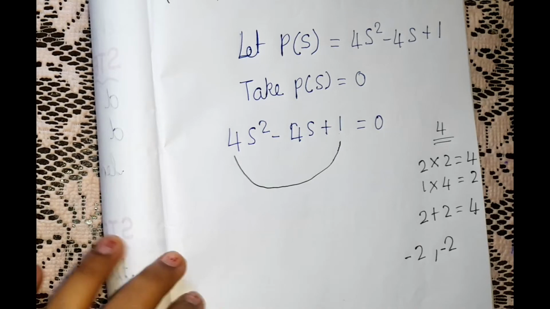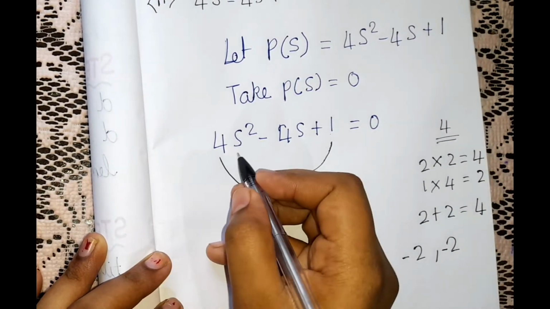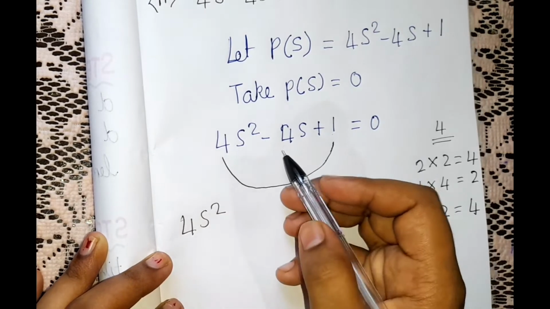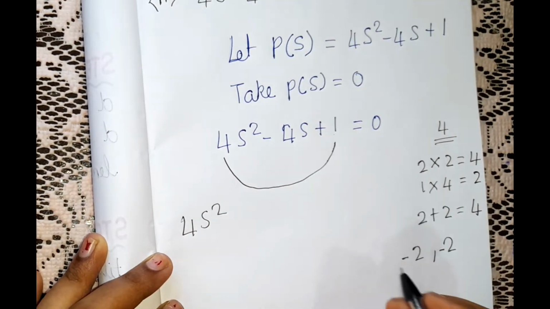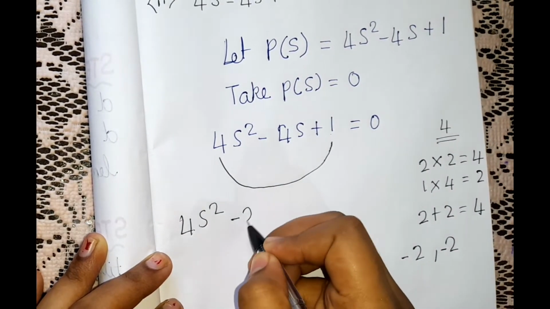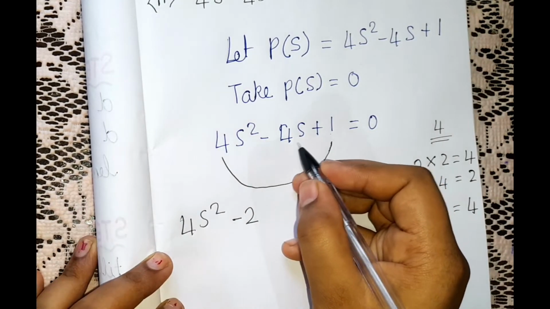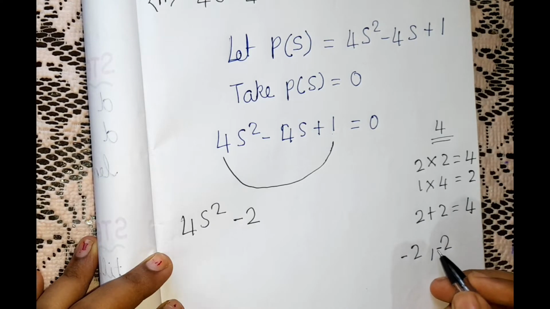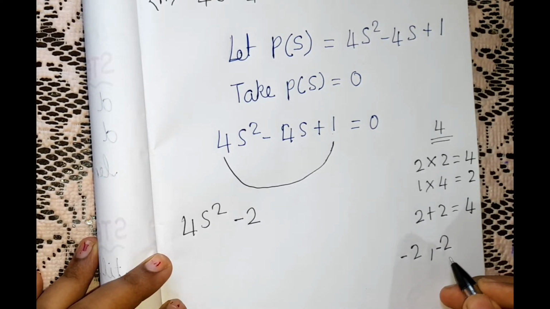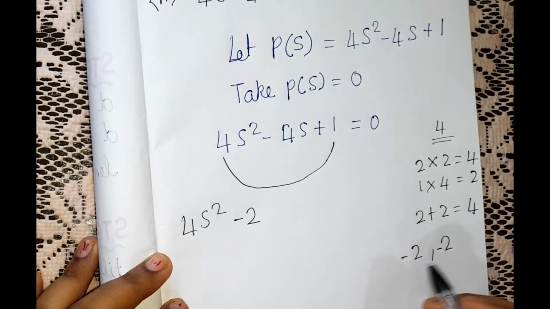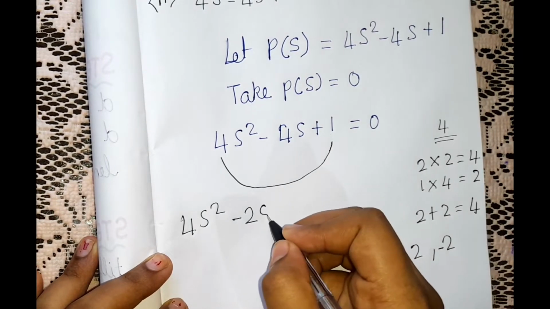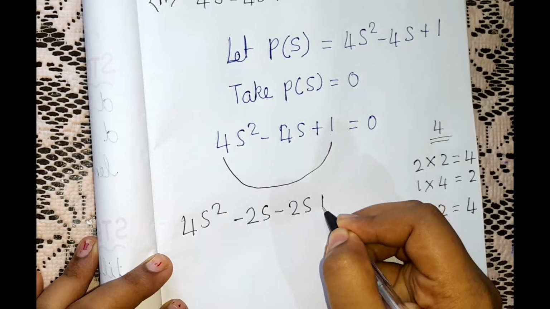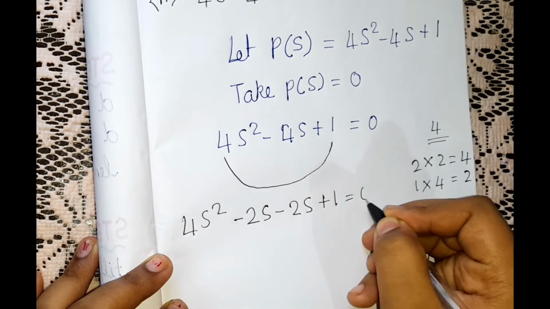Now let me write. Let us write 4s square as it is, and instead of writing minus 4s, I'll write minus 2 and minus 2. What about the s? When we split it, we got minus 2, minus 2. Am I right? That means this s belongs to both the 2s. So it is minus 2s and minus 2s, and then plus 1 is equal to 0.